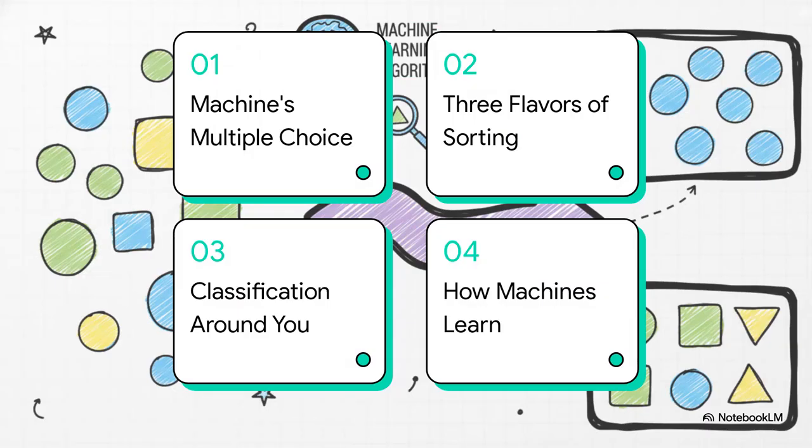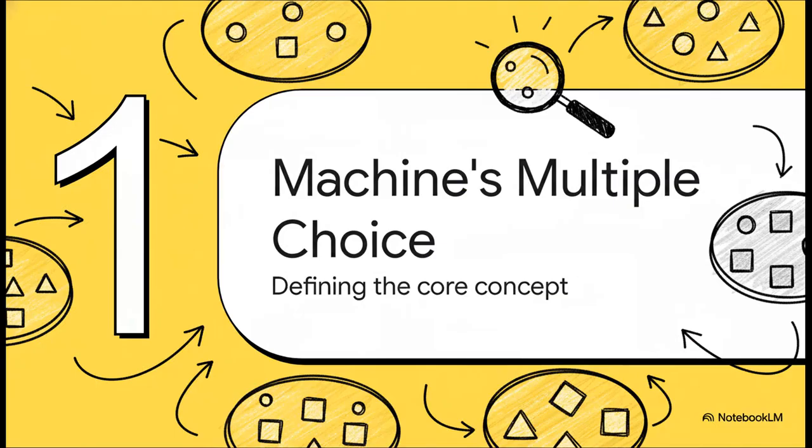All right, so here's how we're going to tackle this. First, we'll get into what classification actually is. Then we'll check out its three main types, or flavors. After that, we'll look at where it's hiding in plain sight in the tech you use every day. And finally, we'll take a quick peek under the hood to see how machines actually learn to do all this stuff. Okay, let's dive right in.